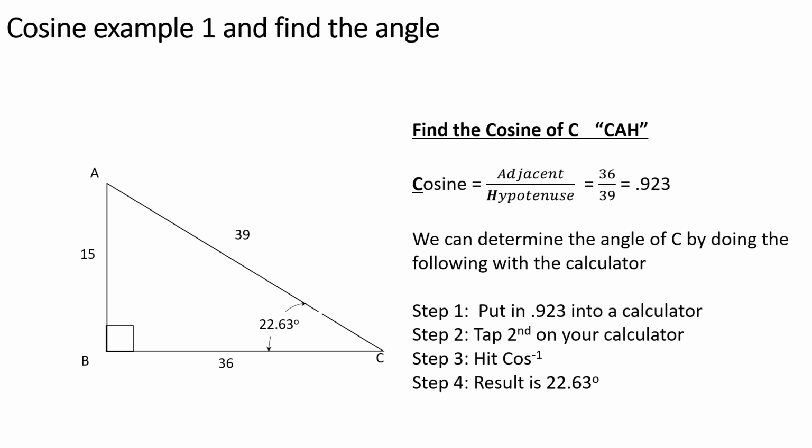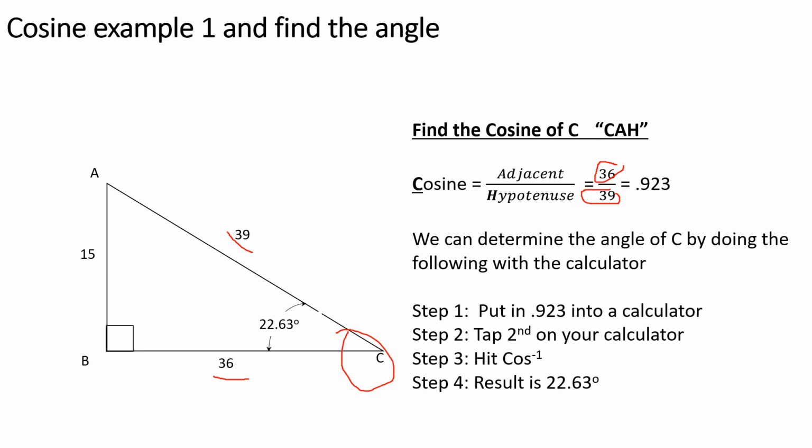Let's do a cosine here. I've got, find the cosine of C. Here at C, cosine, remember, CAH, which is adjacent over hypotenuse. So the adjacent side to C is 36. The hypotenuse is 39. When I divide that, I get 0.923, but we'll get my calculator out.